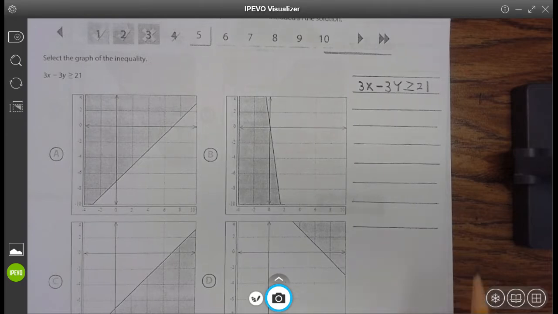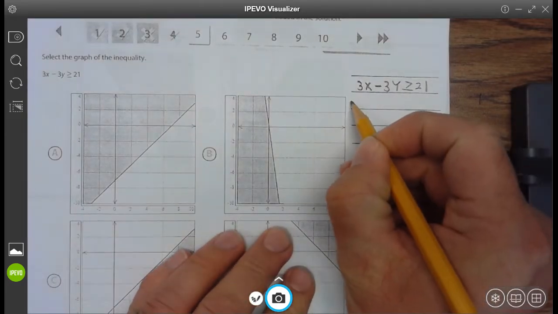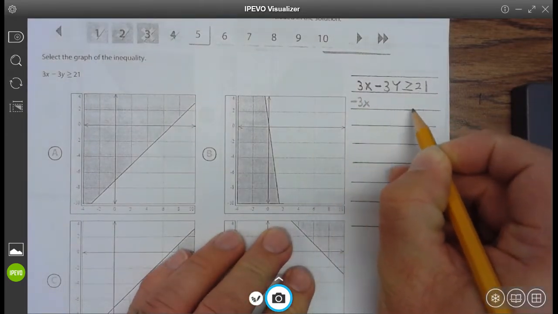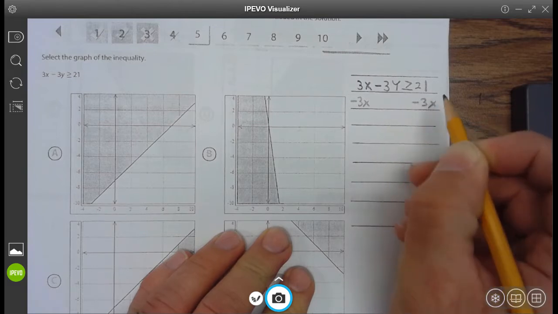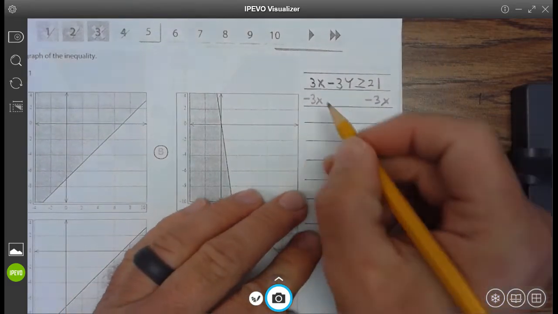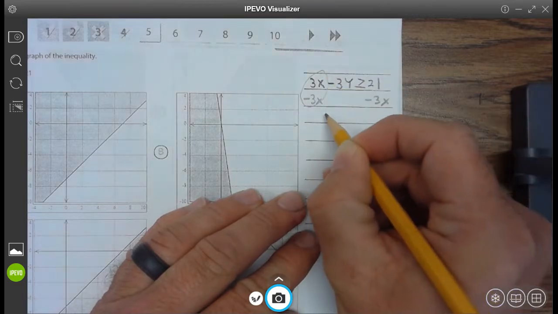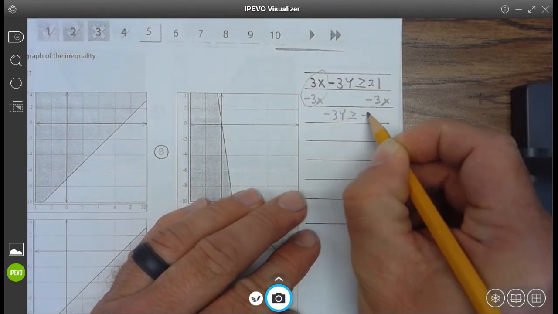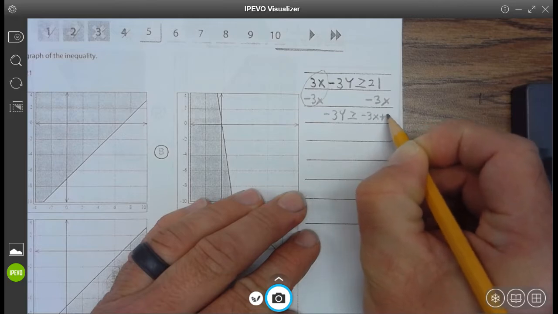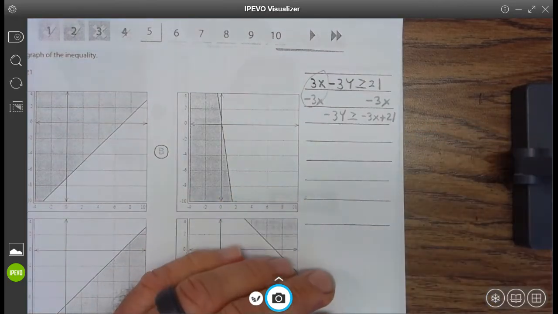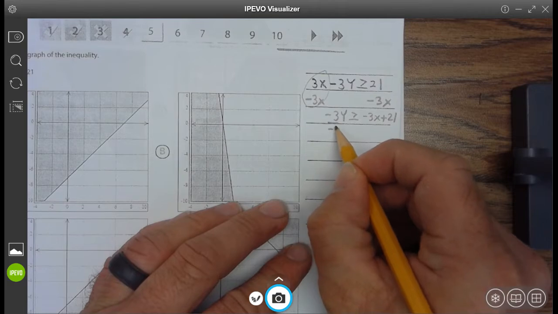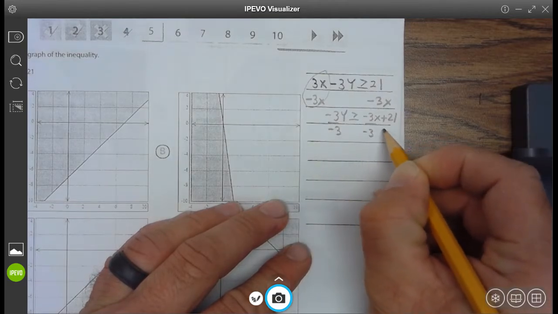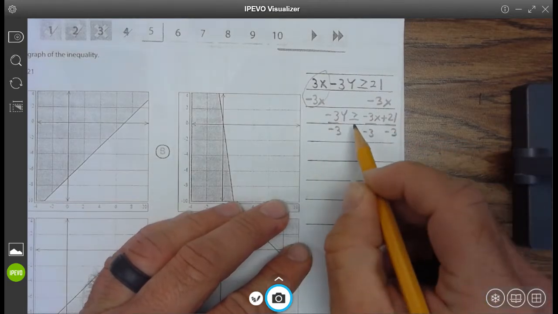So before we can select it, we have to solve this for y. So we're going to subtract 3x from both sides. Okay, 3x minus 3x is 0. You get negative 3y greater than or equal to negative 3x plus 21. Now we're going to divide everything by negative 3. Now remember, when you multiply or divide by a negative, the inequality flips.